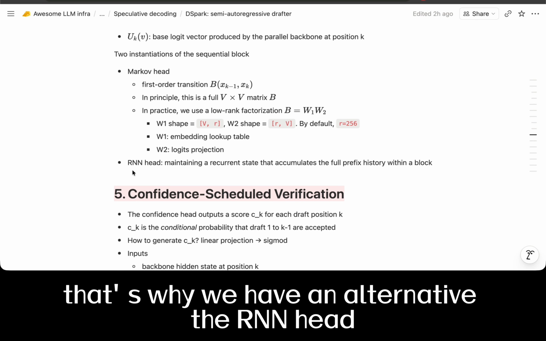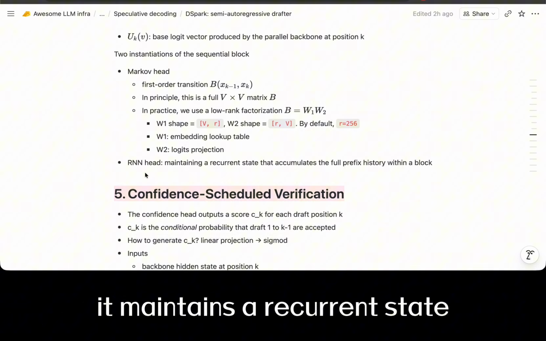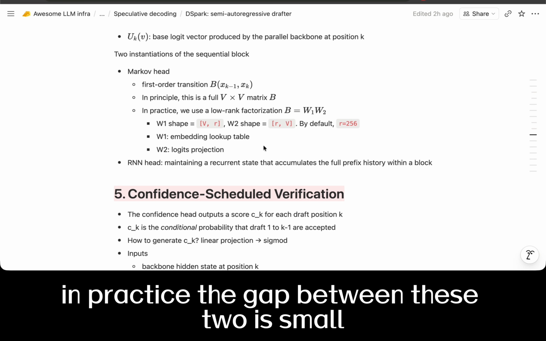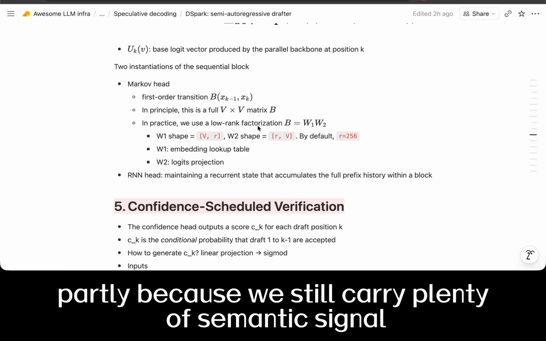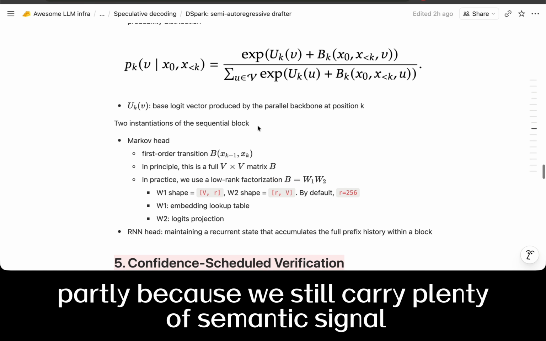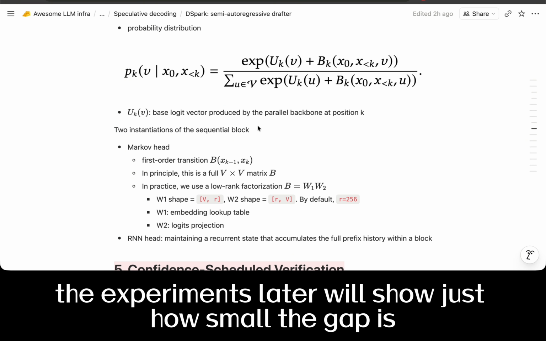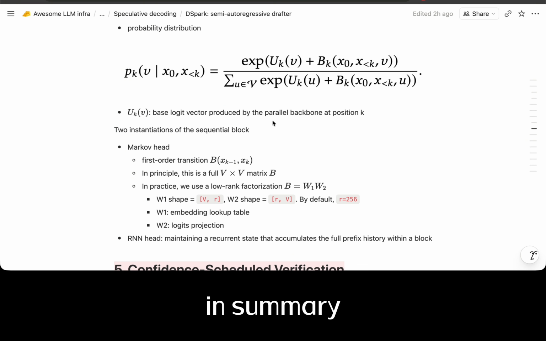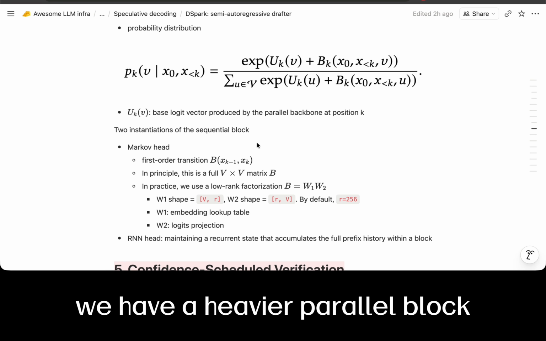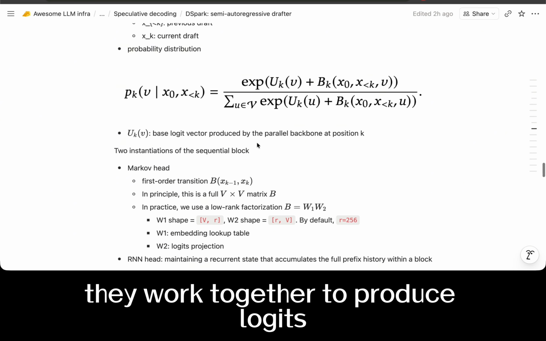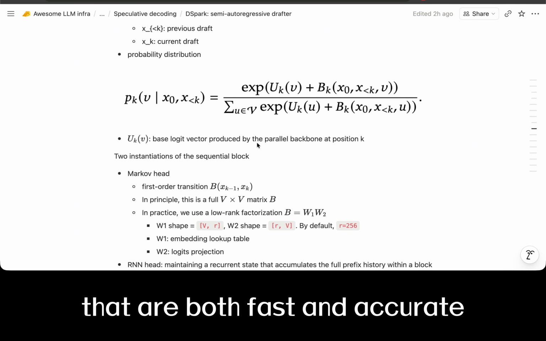That's why we have an alternative, the RNN head. It maintains a recurrent state that compresses the entire prefix history. In practice, the gap between these two is small, partly because we still carry plenty of thematic signal through the parallel path. The experiments later will show just how small the gap is. In summary, we have a heavier parallel block plus a lighter sequential block. They work together to produce logits that are both fast and accurate.